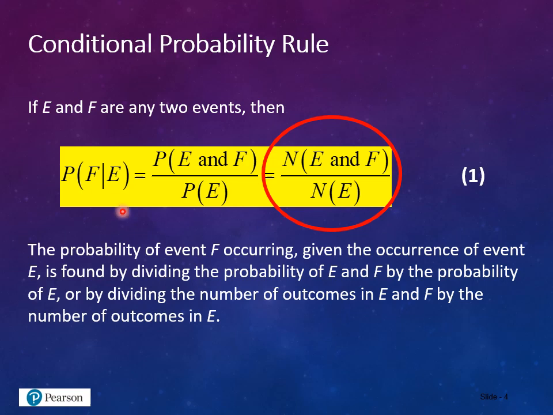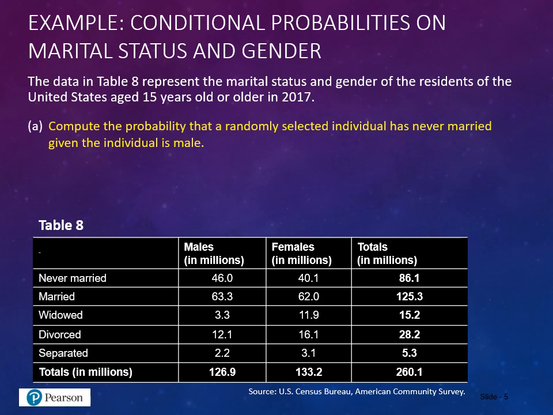So the probability of F given E has in the numerator the number of outcomes of E and F, divided by the number of outcomes for just E. All right? So let's look at an example.